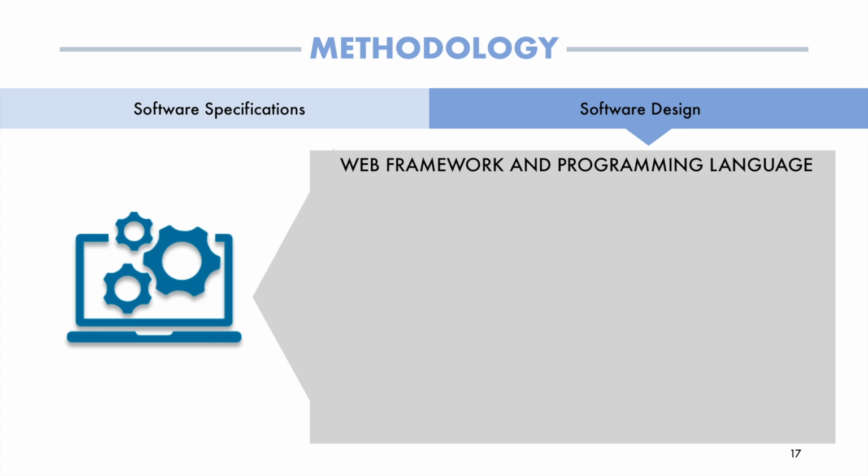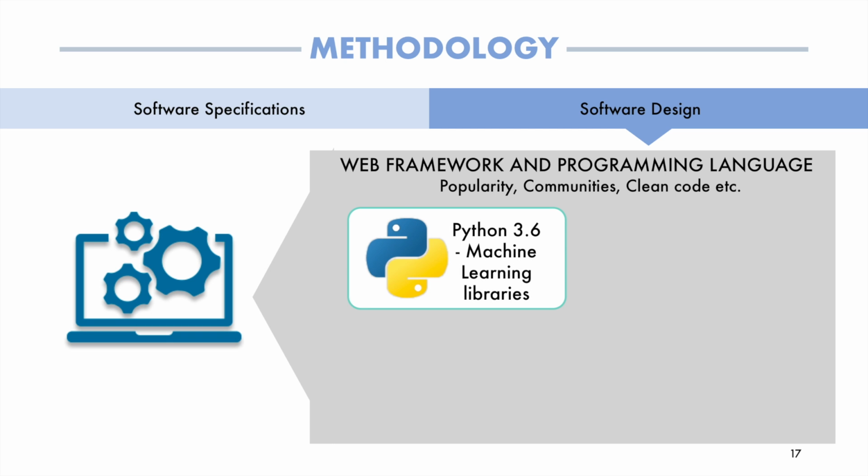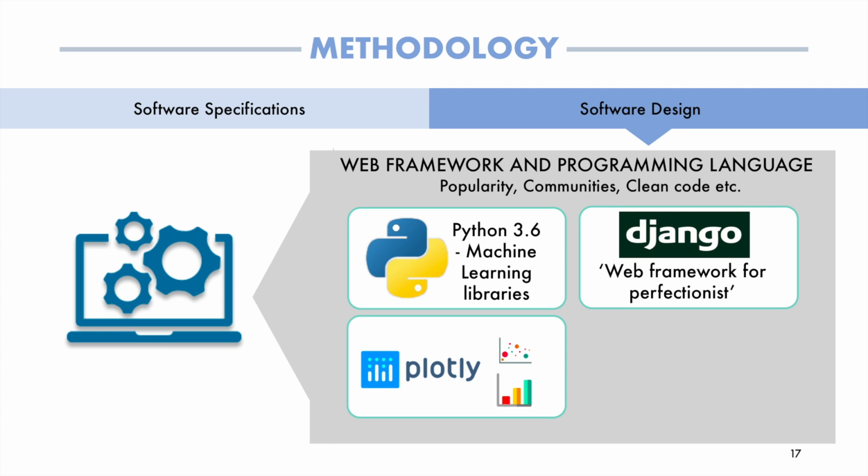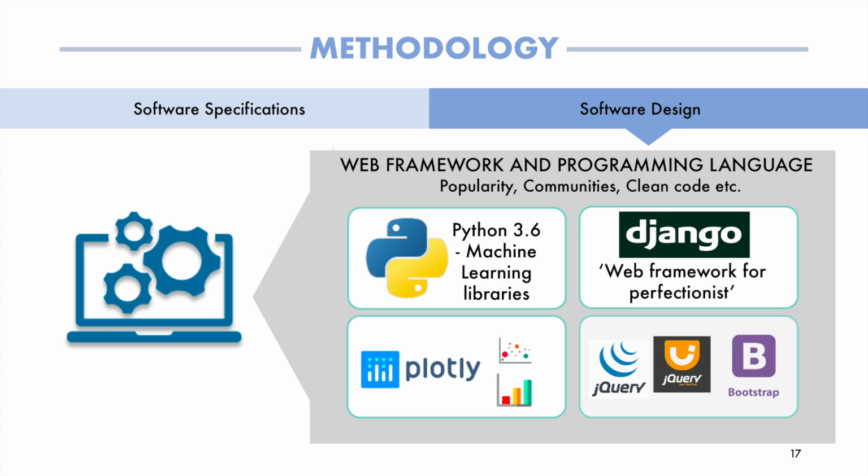Web framework and programming language were evaluated based on popularity, community, clean code, etc. Python was used at the backend due to the libraries covering all tasks in the machine learning pipeline. But Python is not a web framework. In order to develop a web application, Django Web Framework comes into play. The interactive tool for bringing insight to the user was developed by Plotly.js. For a better look of the user interface and to speed up the delivery, jQuery, jQuery UI, and Bootstrap were used.